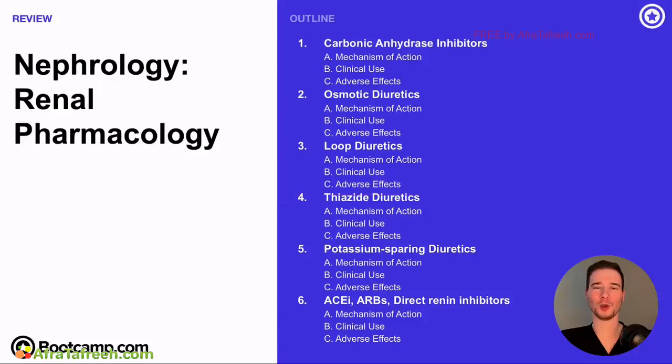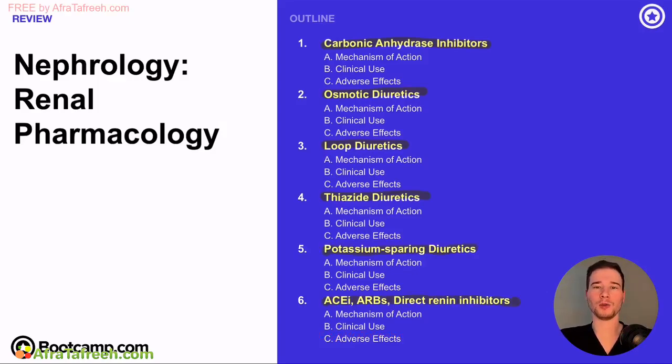So now we're going to move on to our pharmacology section, and we're going to talk about all the highest yield medications I want you to know for test day. First, we're going to start with carbonic anhydrase inhibitors, then we're going to move on to osmotic diuretics, followed by loop diuretics, thiazide diuretics, potassium sparing diuretics, and finally we'll end with ACE inhibitors, ARBs, and direct renin inhibitors.